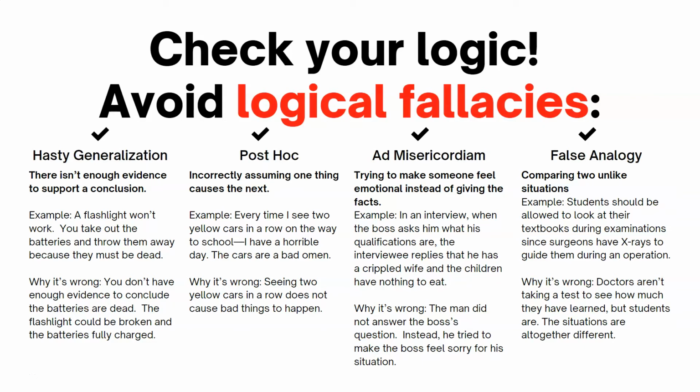A false analogy is comparing two unlike situations. So for example, students should be allowed to look at their textbooks during examinations since surgeons have x-rays to guide them during an operation. The reason that's not a strong argument is because doctors aren't taking a test to see how much they've learned, whereas students are. They're doing 2 very different things. Therefore, the situations are too different to compare reasonably.